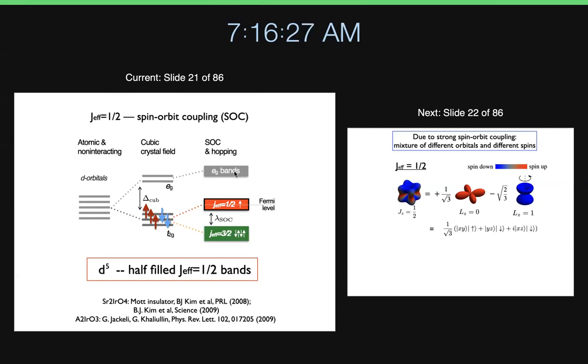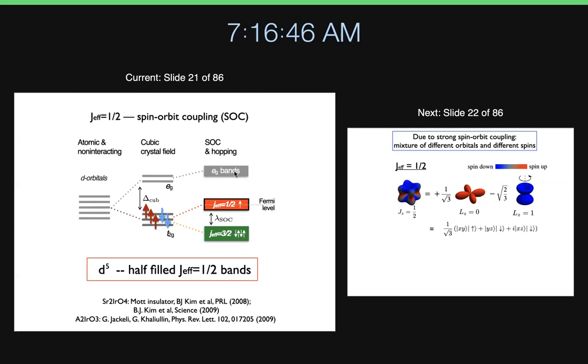So this physics of the half-filled J-effective half band, in fact, works for the layered perovskite, as I said. The 214 also has this physics, as well as its atomic physics. So it really doesn't matter what lattice you have. It's one site surrounded by the p orbitals.